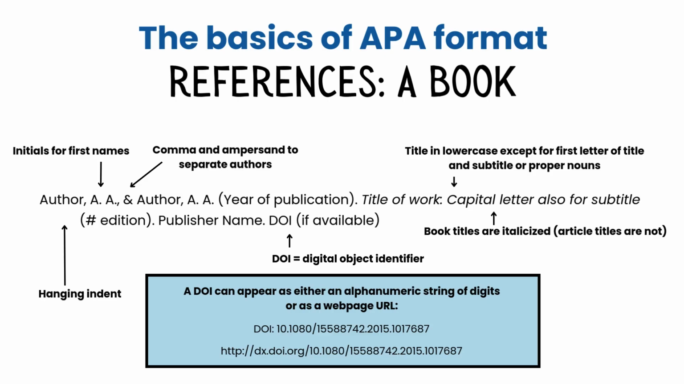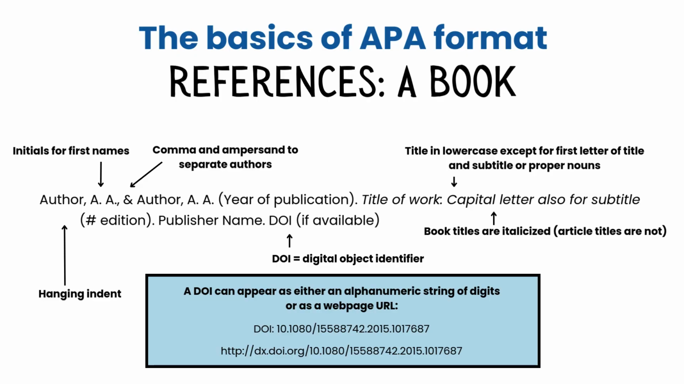Next is the book title, which should be italicized. The first letter of the title and subtitle should be capitalized, but the remaining text should be lowercase unless the first letter of a proper noun. For example, the name of a person or country. If there's a specific edition, be sure to include that next in parentheses. Finally, list the name of the publisher and the DOI, or Digital Object Identifier, if the item has one.